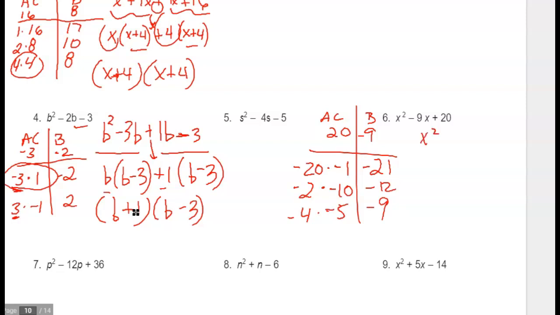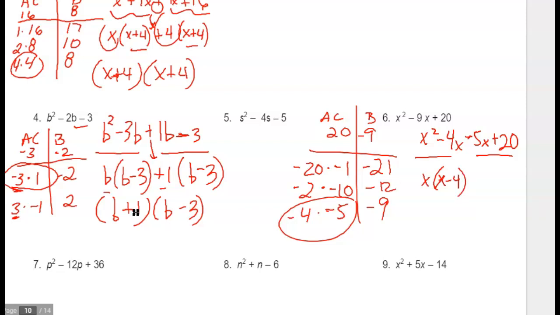So I rewrite this as my common group here. Splitting this negative 9x up into these factors. Negative 4x and negative 5x. And then, whoops. We're going to add the 20. Two groups, factor out an x. What does this leave me? X minus 4. And what can I factor out over here?